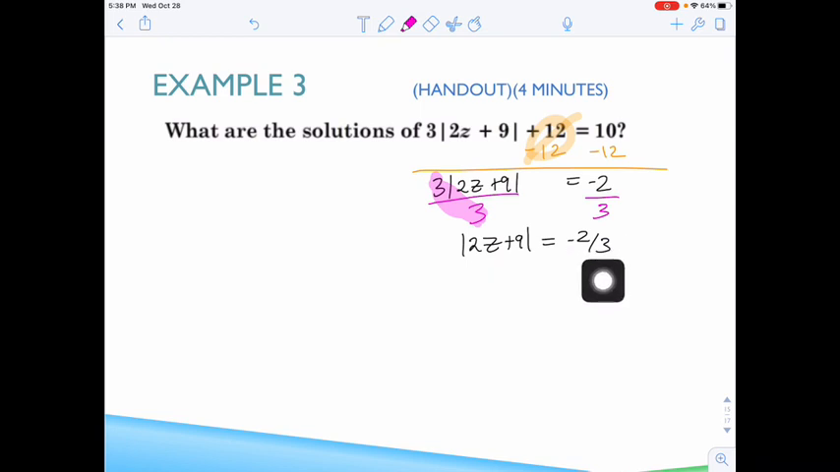Now, you might think, oh, that's really messy with a fraction on the side, and then I have to write my 2 equations. But before you do that, we have finally got the absolute value bars by themselves. And notice on the right-hand side, we have negative 2/3. We're saying that the distance from 0 is going to be negative 2/3. That doesn't make any sense.